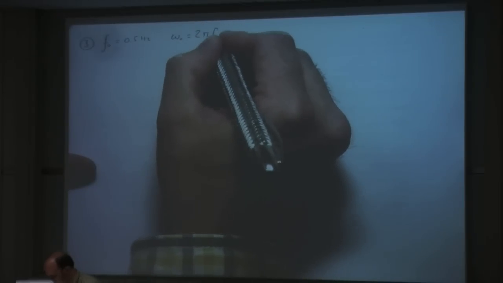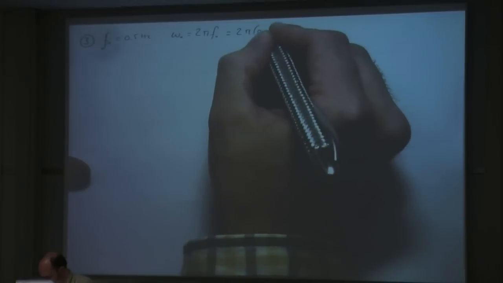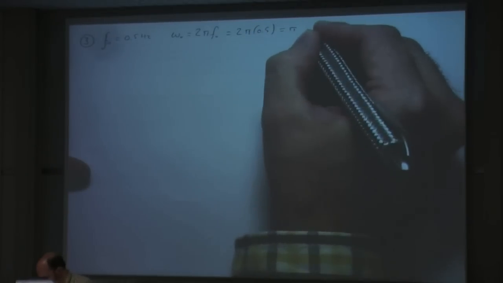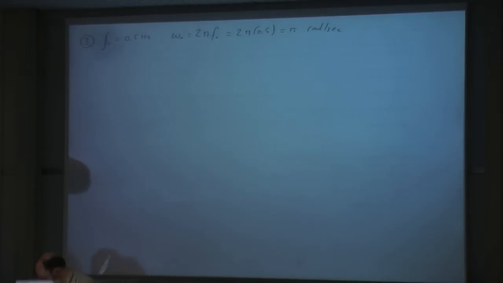So, we've been given two frequencies. We've got the natural frequency, F0, is 0.5 Hertz. So omega naught, we know, is going to be 2 pi times the frequency, and so we obviously have 2 times pi times 0.5, so we've got pi radians per second. That's the frequency of that oscillation.